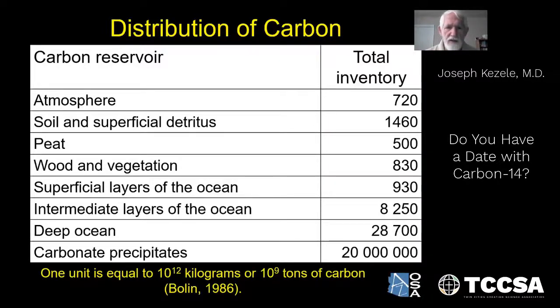But of great interest are the layers of the ocean and then precipitates, referring to things such as carbonates in rock, such as limestone, for example. But also petroleum, natural gas, these types of things. Now, these numbers here, you see, are units. One unit is a billion tons of carbon. So where it says carbonate precipitates, and you see that number there of 20 million, that's 20 million times a billion tons, unbelievable amounts of carbon taken out and put into rock or oil or gas.